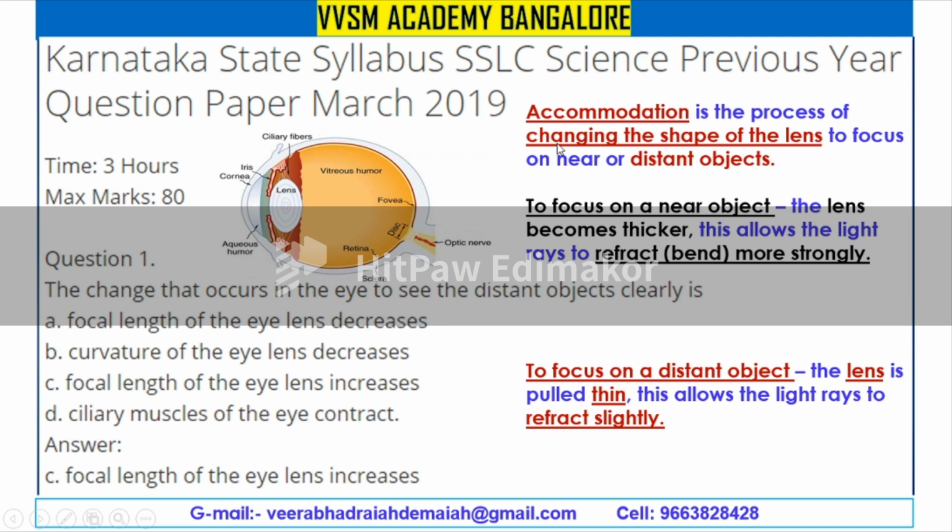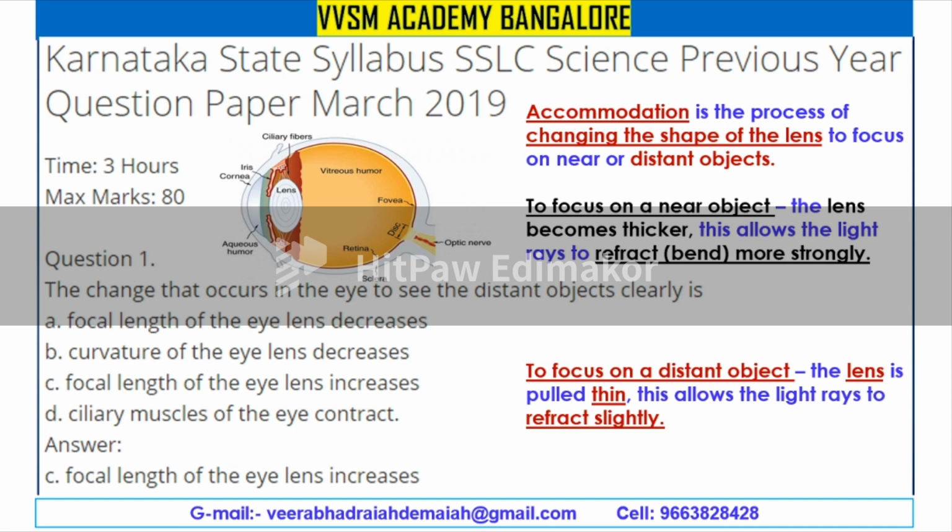For that, the tip is: accommodation is the process of changing the shape of the lens to focus on near and distant objects. It is changing the shape of the lens to accommodate the image on the retina. That means our lens is adjustable in nature. The human eye has a special quality.